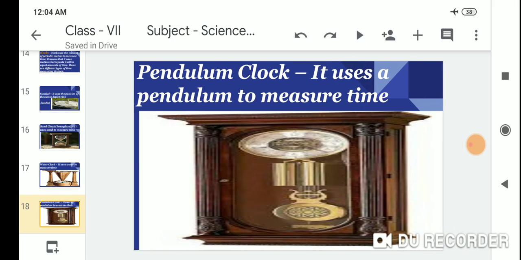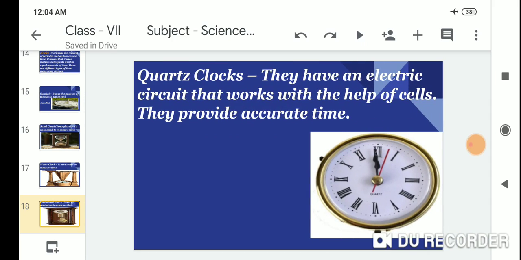Pendulum clock. It uses a pendulum to measure time.